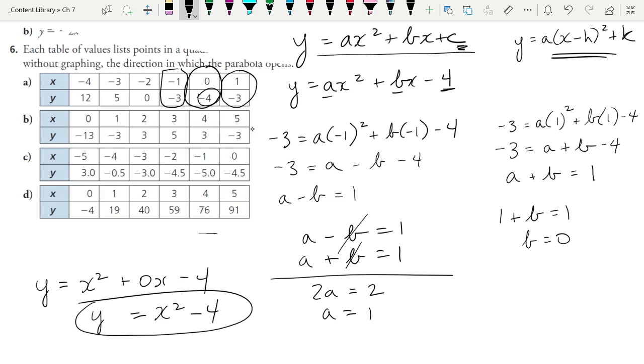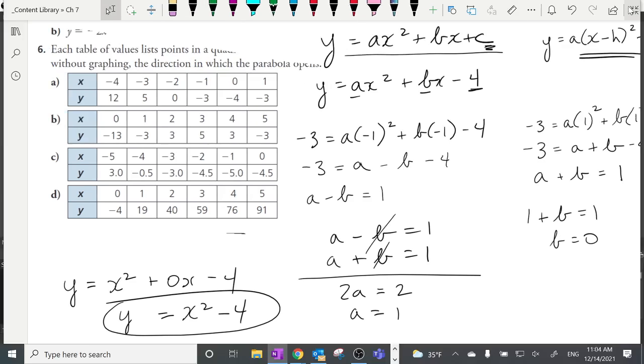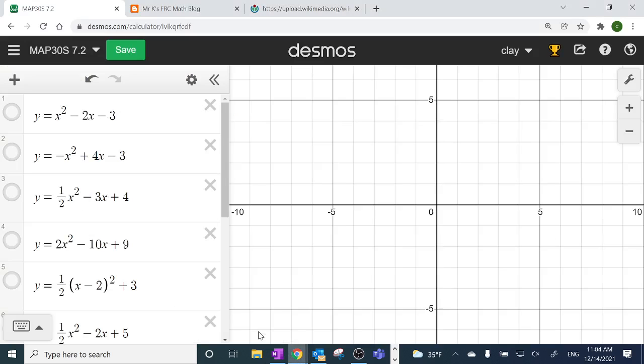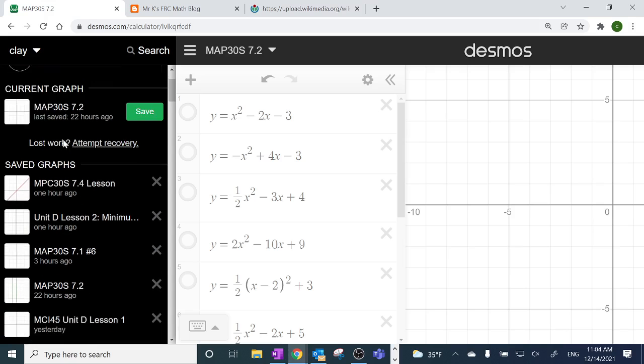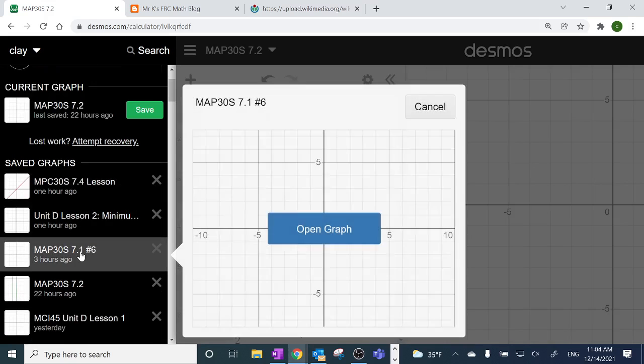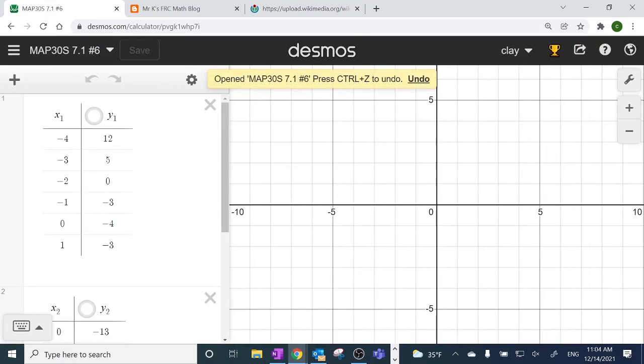If you've got Desmos handy, open up Desmos. And we're going to make the equation for this using points. So I'm going to switch my screen over here a little bit so that I can easily type in Desmos. And open up Desmos. I'm going to go to a graph I just made. There it is, open graph.